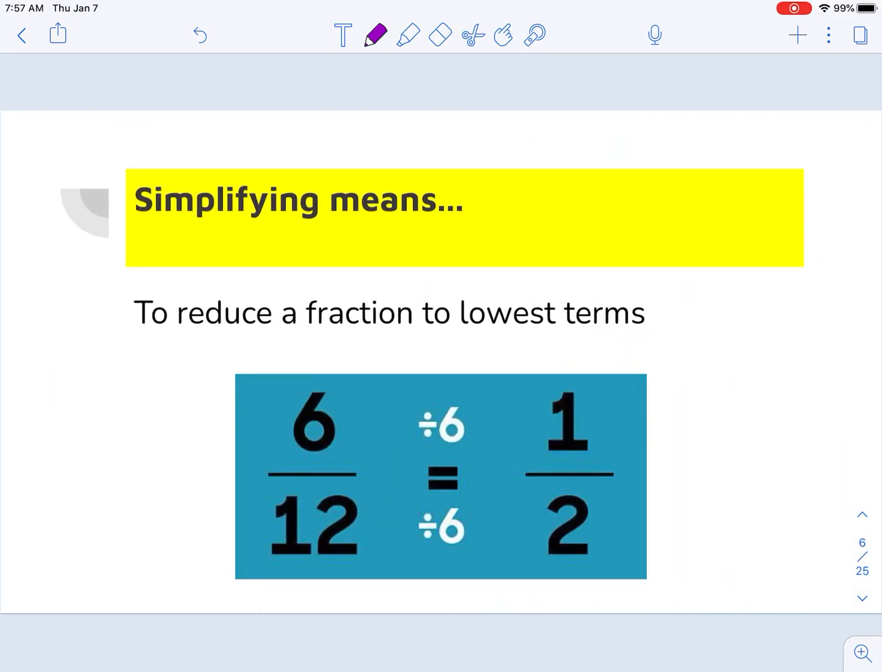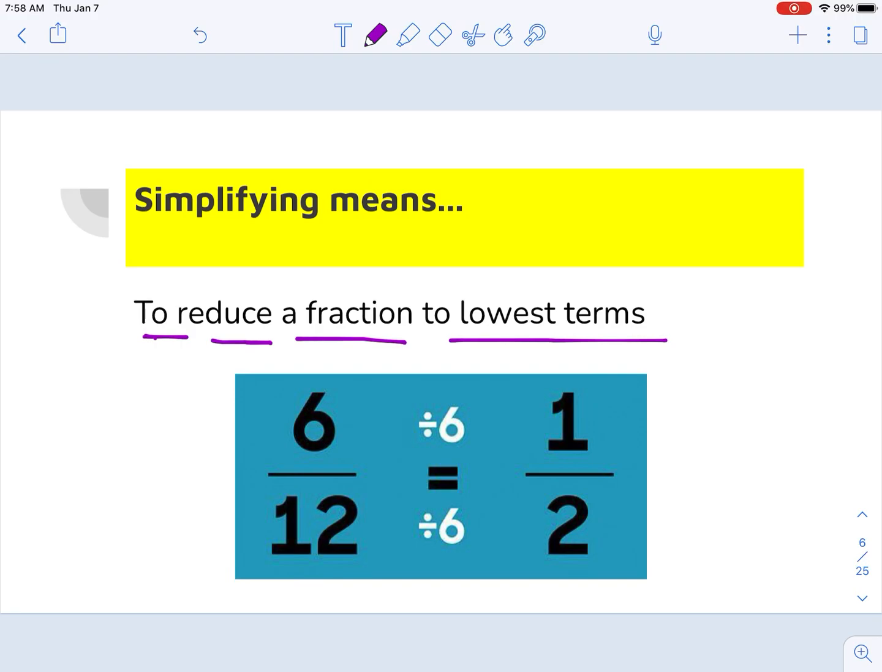The first thing you'll need to be able to do in this chapter is something that we have practiced before, and that is simplifying. And simplifying means to reduce a fraction to lowest terms. Okay, and that is in your lesson guide in Classkick, so take a moment to write in to reduce a fraction to lowest terms. Go ahead and pause the video so that you can get that definition written in.